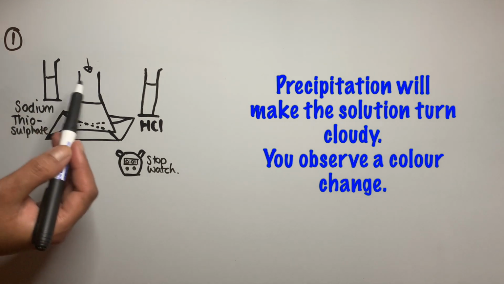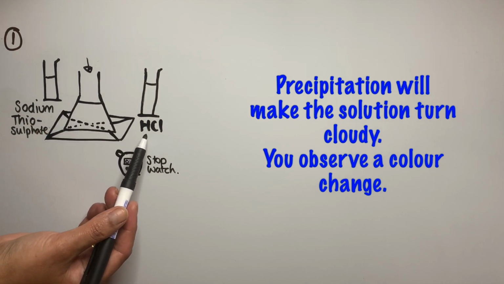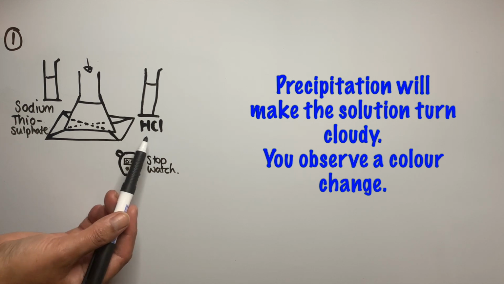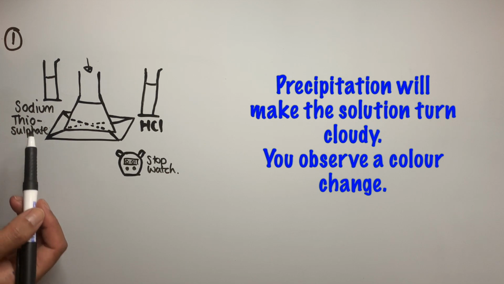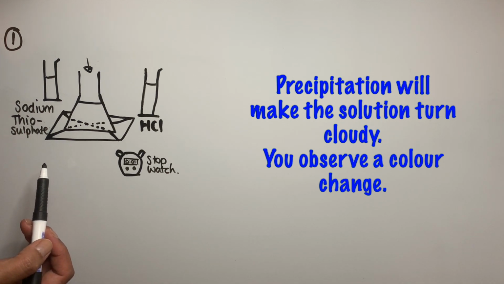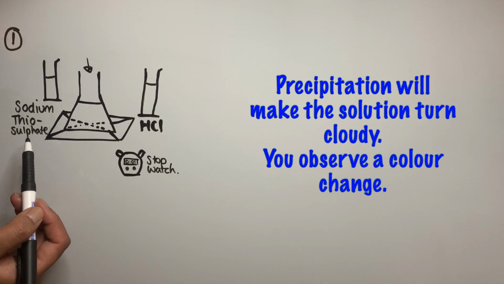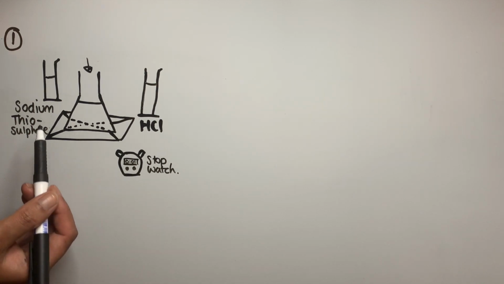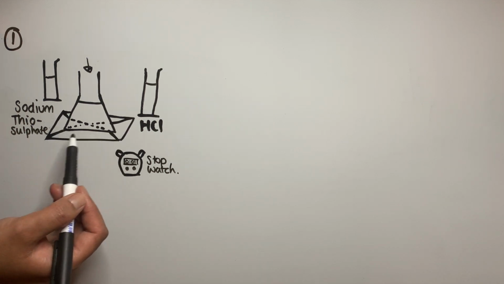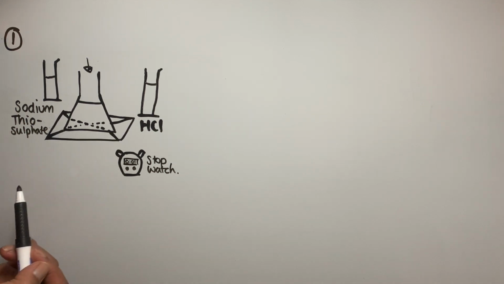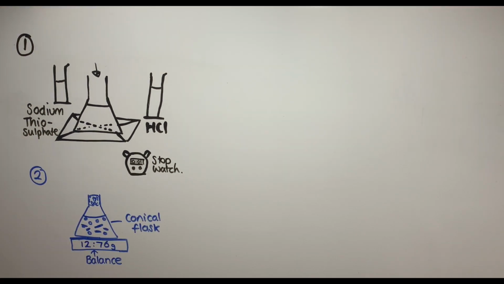We could repeat the experiment either using different concentrations of hydrochloric acid or using different concentrations of sodium thiosulfate. And this would allow us to investigate whether increasing the concentration increases the rate of reaction. And if it does, at a higher concentration, we would no longer be able to see the cross in a shorter amount of time. The second way of measuring the rate of reaction is by using a balance.